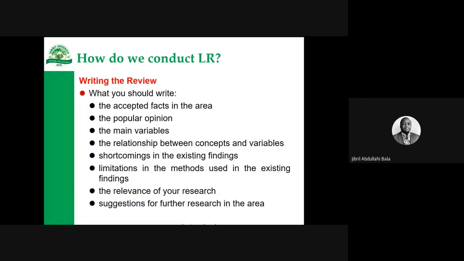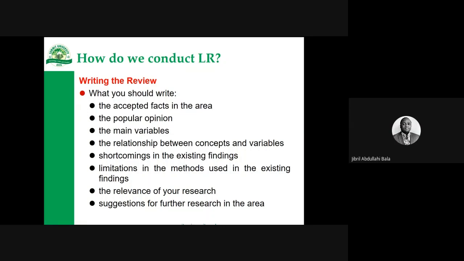Now we come to writing the review. If we are writing the review, what should we actually write in the review? The first thing you need to write is the accepted facts in that area. You cannot just give your own opinion on something that is different from the facts in that area. Everybody knows the sky is blue. You cannot go to a literature review and say the sky is red or cyan.